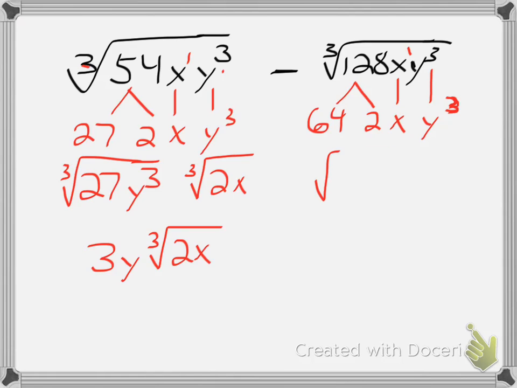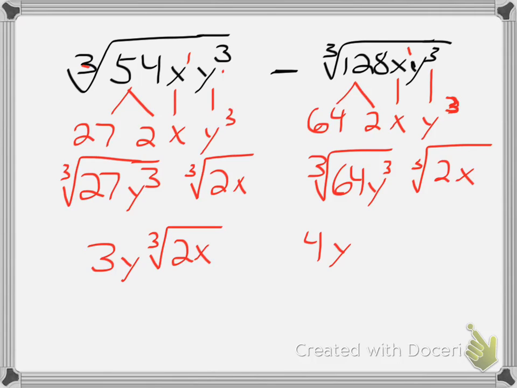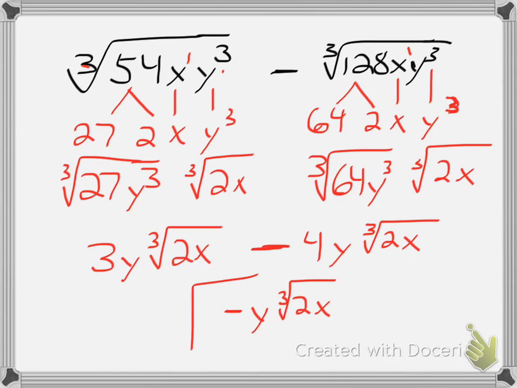Now, when I split into my 2 radicals, my first one is all the terms that I can take the cube root of, my 64 and y to the third. My second radical is everything else, the 2 and the x. Cube root of 64y to the third becomes 4y. And then I still have my cube root of 2x. Now I have like terms, cube roots, 2x for the radicand, and then 3y and 4y I can subtract, so when I do, 3 minus 4 gives me a negative 1, or just negative y, cube root of 2x.